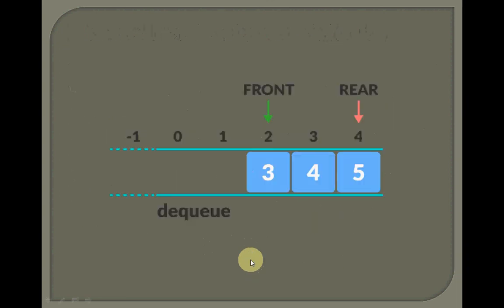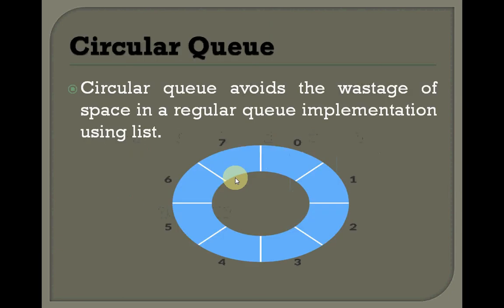In the case of a linear queue, that is not possible. Here this queue is filled. If we are going to insert any element, then it will be an overflow condition. The next element will not be entered here in 0 location in the case of a linear queue, but in the case of a circular queue it is possible. So this is the difference between linear queue and circular queue. Circular queue basically avoids the wastage of space in the regular queue implementation using a list.